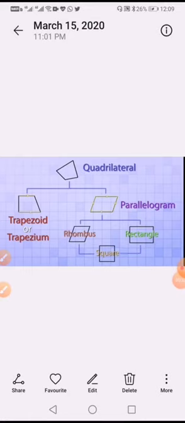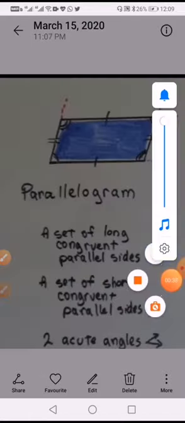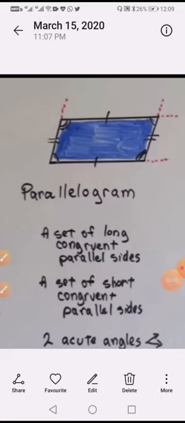The first quadrilateral is called a parallelogram. A parallelogram has two sets of long, congruent, parallel sides. It means the opposite sides are equal and the opposite sides are parallel. It has 2 pairs of parallel sides, 2 acute angles, and 2 obtuse angles.